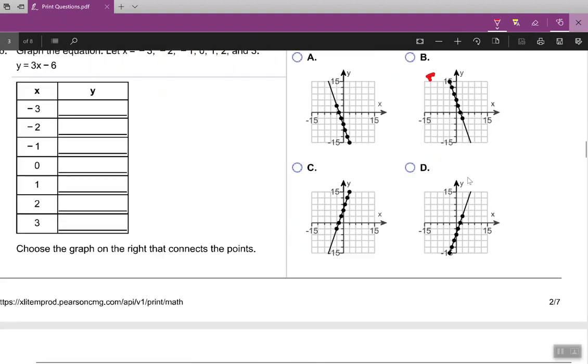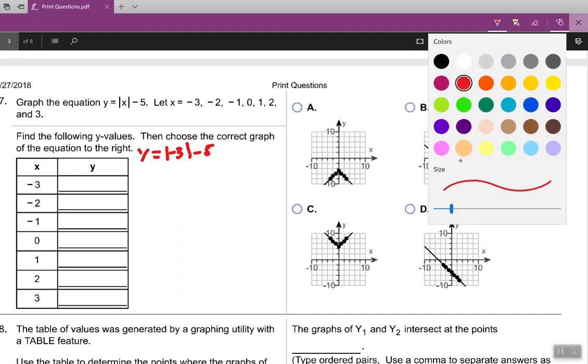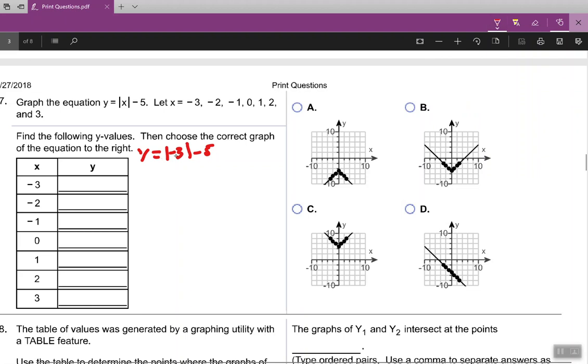Okay, so let's take a look at another one. How about number 7 here? It says graph the equation of y equals the absolute value of x minus 5, and then gives us some x values. Now remember, absolute value, those two bars, means the distance away from 0, the absolute distance away from 0. So when we find the absolute value of a number, the result coming out of that absolute value will be positive. So if we have y equals the absolute value of -3 minus 5, the absolute value of -3 is +3, and 3 minus 5 will give us -2.